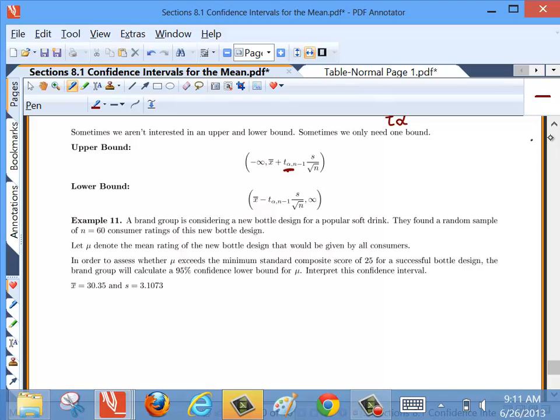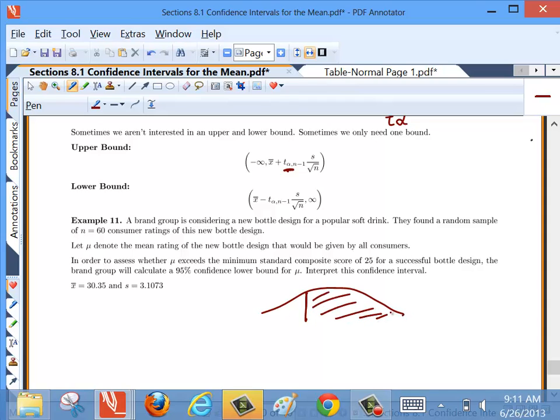So, for example, a brand group is considering a new bottle design for a popular soft drink. They found a random sample of n equals 60 consumer ratings of this new bottle design. Let mu denote the mean rating of the new bottle design that would be given by all consumers. In order to assess whether mu exceeds the minimum standard composite score of 25 for successful bottle design, the brand group will calculate a 95% confidence lower bound for mu. Interpret this confidence interval.